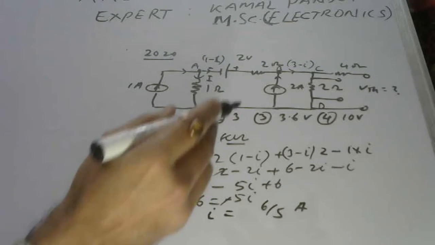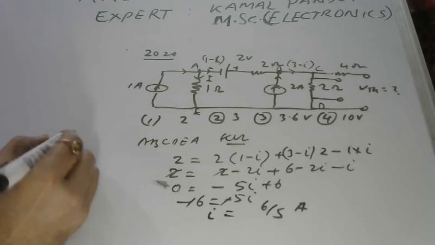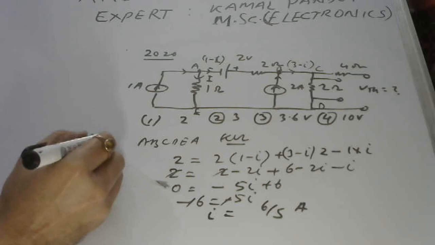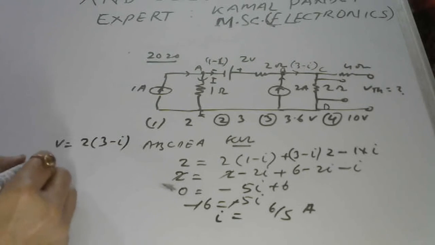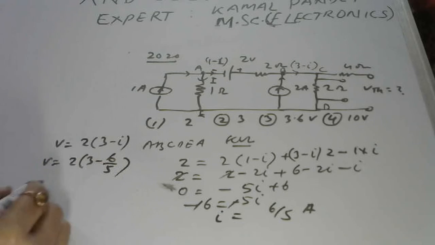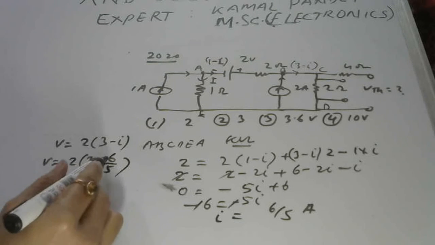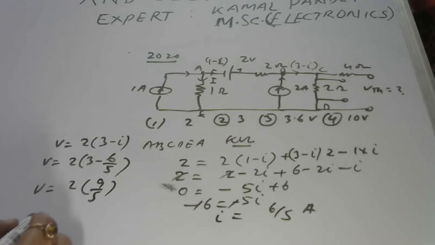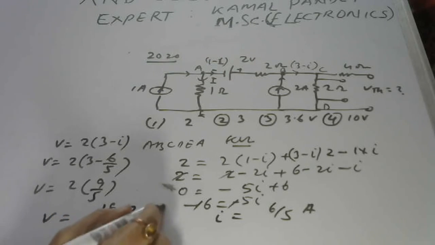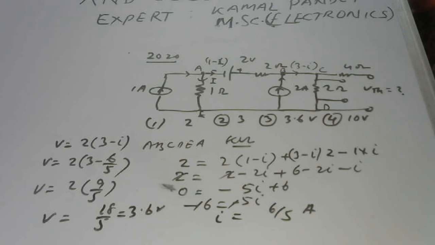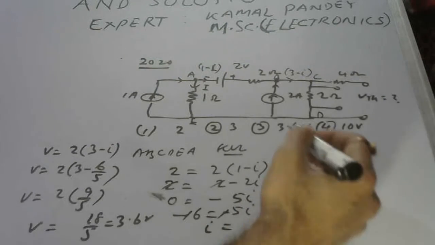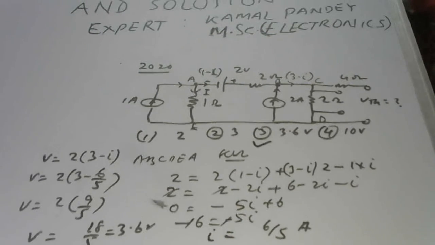Now the voltage V across the 2 ohm resistance is the VTH. This is 2 into (3 minus I). We multiply: 2 into (3 minus 6 upon 5). V equal to 2 into (15 minus 6) upon 5, so V equal to 18 upon 5, that is equal to 3.6 volt. 3.6 volt is the answer of VTH. So option number 3 is the correct solution of the question.